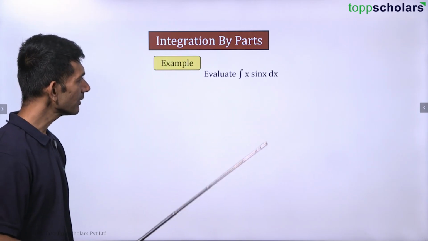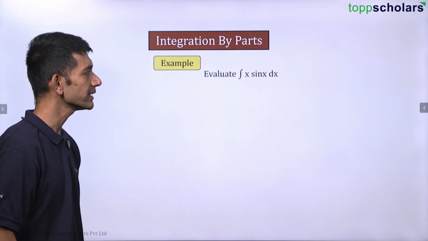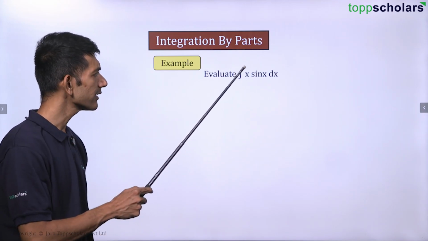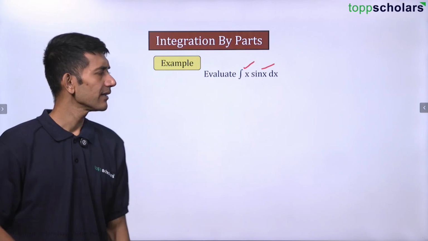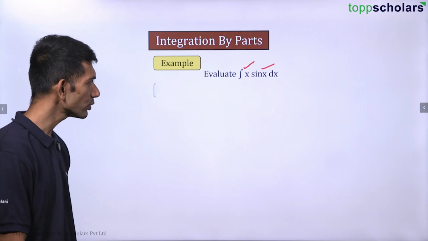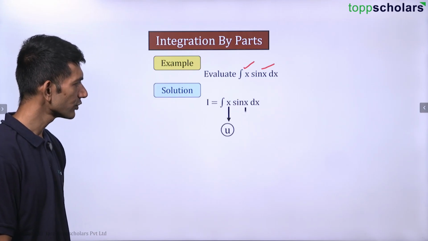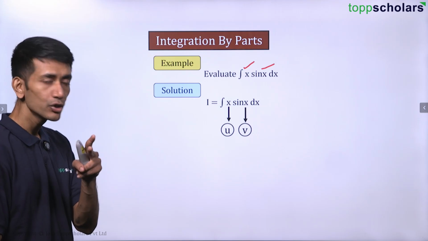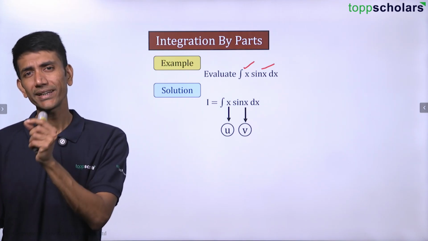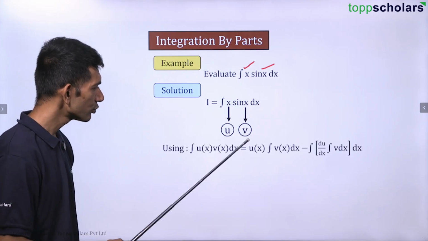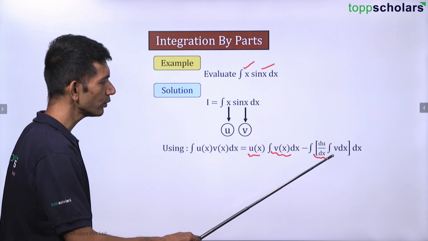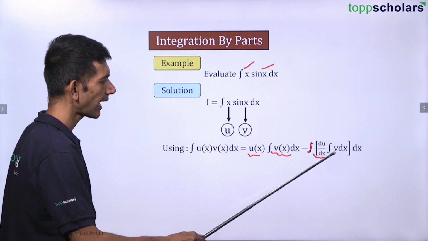So let us see an example. Evaluate x into sin x dx. So according to LIATE, L-I-A-T-E, this is algebraic and this is trigonometric. It's already in the order, algebraic, trigonometric. So no need to change the order, right? This is u, this is v. So u integration of v minus integration of derivative of u into integral of v dx, right? So u integral v minus derivative of u, obviously integration is outside, and then integral v.